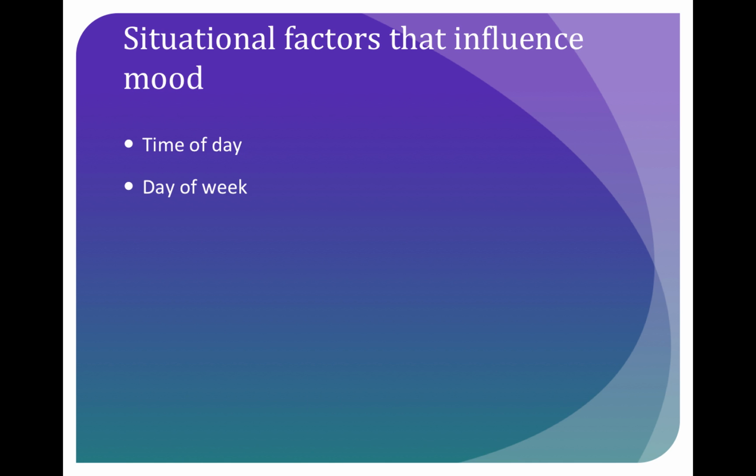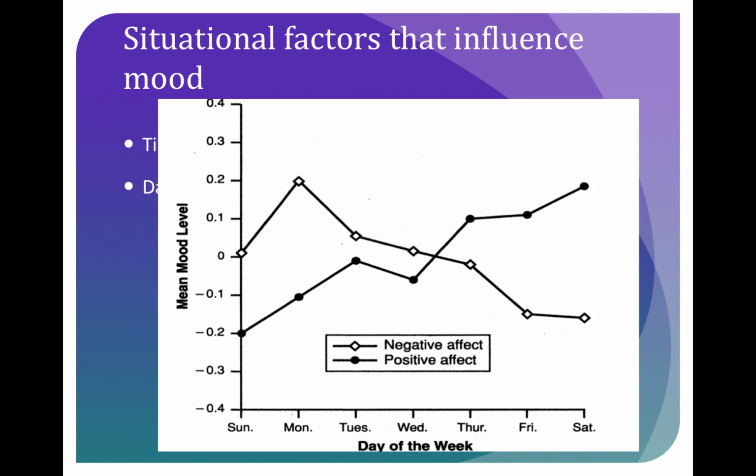Another situational factor that influences mood is the day of the week. Ever since we invented weekends, 150 years ago, this trend has started to show. It looks like this. So this is a similar graph to what you saw before. Here the white diamonds are for negative affect, and the black circles are for positive affect. Along the bottom, we have the U.S. calendar, with Sunday first, Saturday at the end of the week, and the middle of the week here. So what you see is how much positive affect people feel.